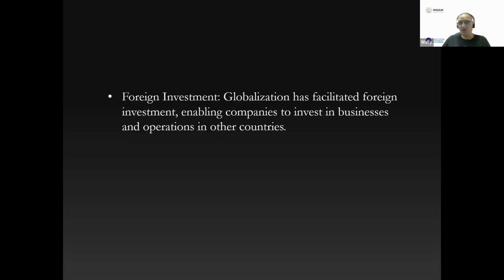Foreign investment. Globalization means people investing their money overseas in poorer countries or in growing economies. And by foreigners investing money in smaller countries, it allows that country to improve its economic conditions and improve its economic stance.